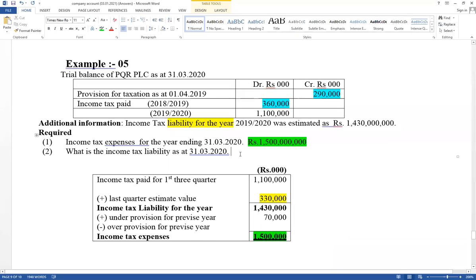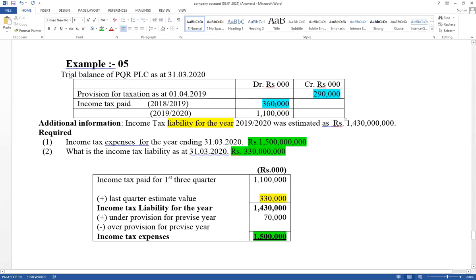And as a liability, you have to consider only the last quarter estimate value. Last quarter estimate value equal 330,000 and more 30. There are 2 marks available for income tax. This is a legal requirement. Income tax should be paid by the company. You have to know how it records. Estimate change. Quarterly basis tax should be paid.